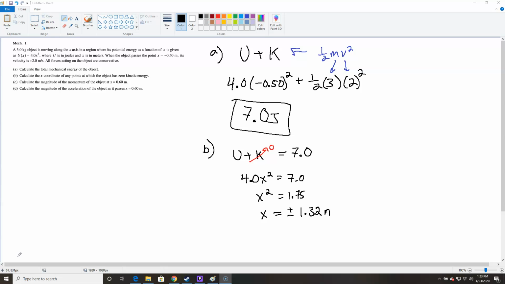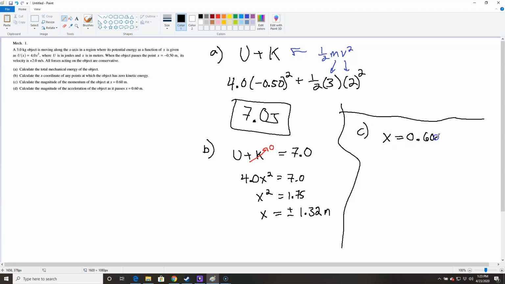C says calculate the magnitude of the momentum of the object at 0.6 meters. Energy and momentum oftentimes blend together in AP Physics C for mechanics, so it's basically impossible for me to find a question that's pure energy or pure mechanics. For C, we are given the position of 0.60 meters, and that's going to tell us our potential energy. Potential energy is 4x squared, so that'll be 4 times 0.60 squared. Our potential energy at this point is 1.44 joules.